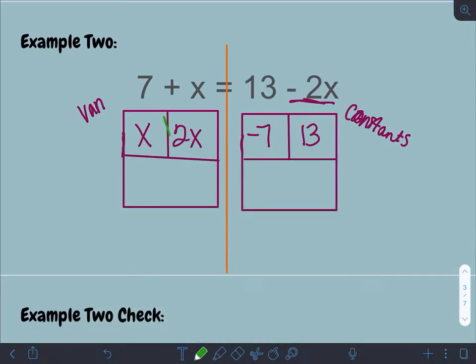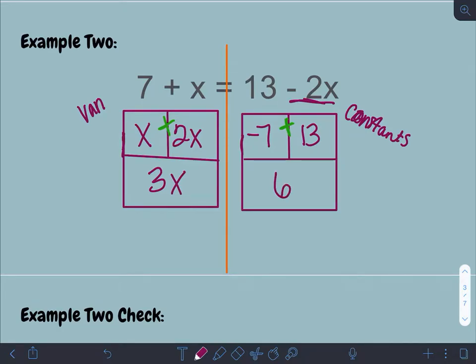Maybe lime green. I'm going to add these together. So I'm going to have x plus 2x gives me 3x. Negative 7 plus 13. If you don't have a calculator, just remember, my signs are different. It's like me owing $7 to the bank and me going and depositing $13 into the account. So I basically am subtracting then. 13 minus 7, which gives me 6. I have more positives than I do negatives.